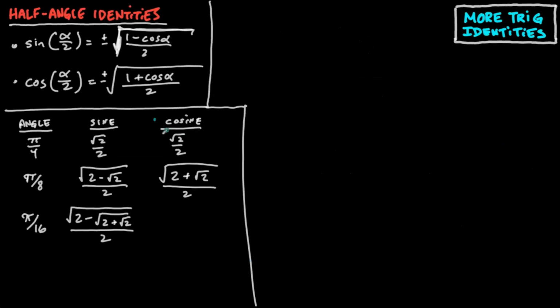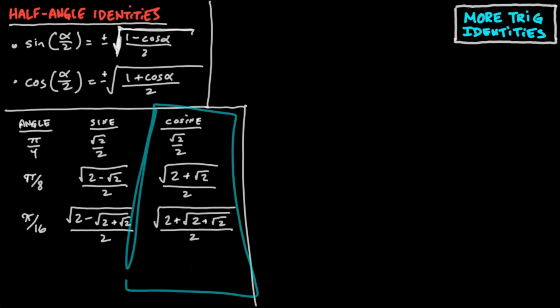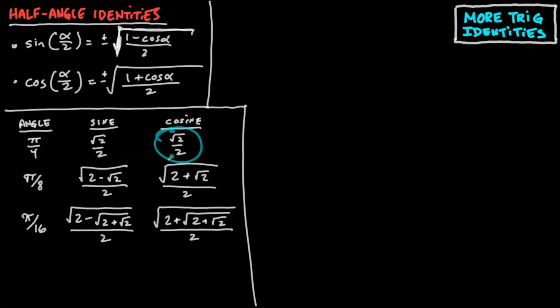And I'm not going to write out the details of cosine of pi over 16, but it's going to turn out to be, as you can verify, this stuff. And I just want you to notice the pattern that's developing here on the cosine side. We started with root 2 over 2 at pi over 4. And when we halved our angle, well, we had to ram an extra plus square root of 2 under the existing radical.